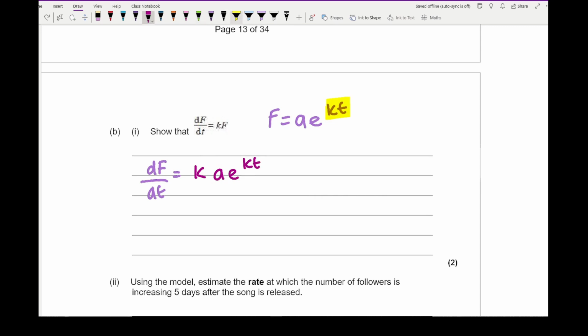Now from this, what we can establish is that this highlighted area is f, these two things here are the same. So what I can then do is replace this with f. So therefore that equals kf, which is what they wanted me to show.